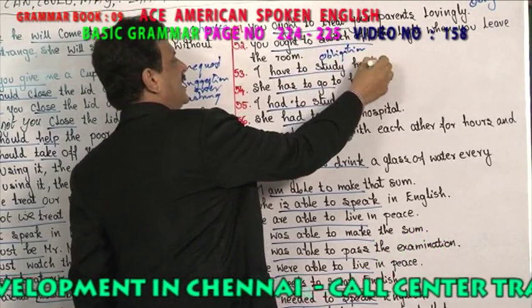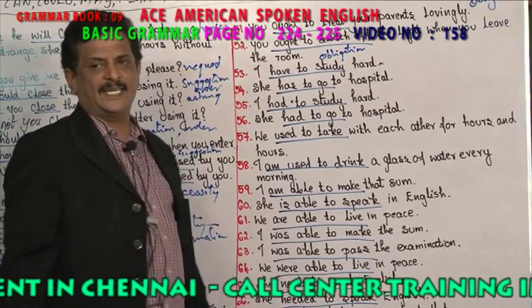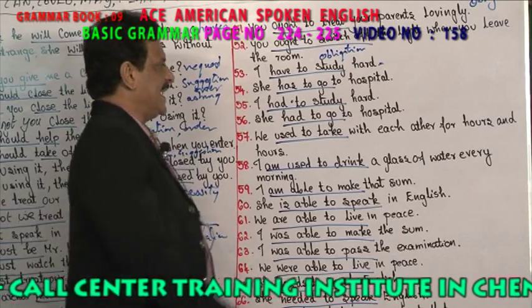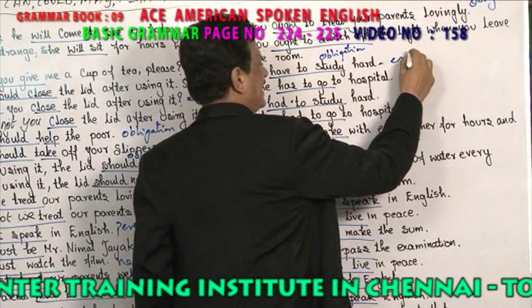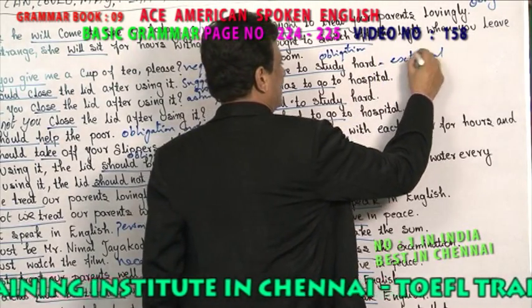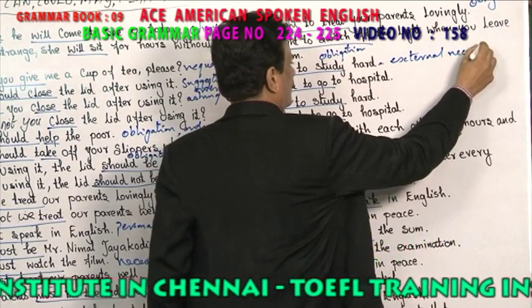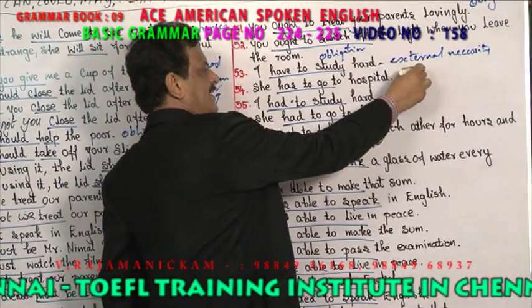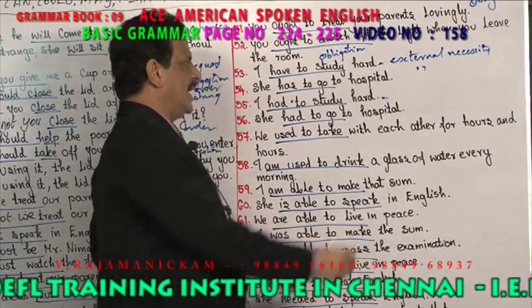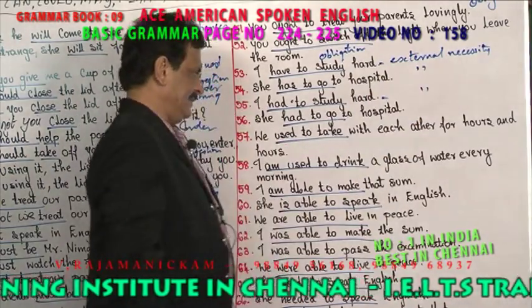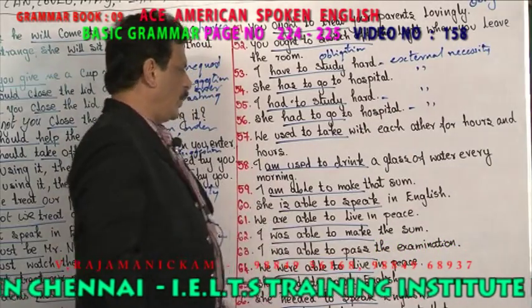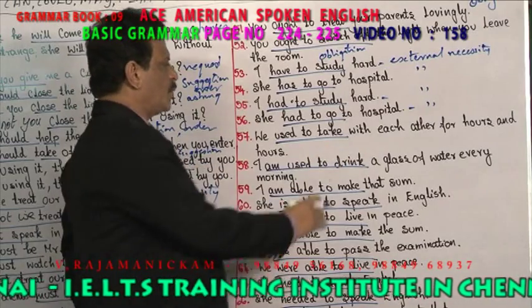I have to study hard. I must study hard is personal, and I have to study hard means external necessity. Have to. I have to pay taxes. She has to go to hospital. This is also external necessity. I had to study hard. She had to go to a hospital. External necessity.